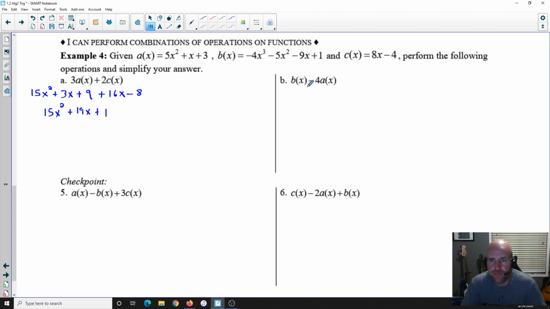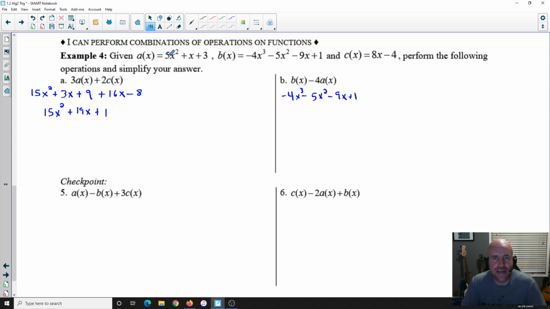Part B, b of x minus 4a of x. So b, we can just write b. So 4x cubed minus 5x squared minus 9x plus 1. Now we're subtracting 4 times a. So the way that I like to do this is I'm thinking I'm multiplying a by negative 4. So I'm looking at all the terms in a, and I'm just going to multiply by negative 4. Saves time, saves a step or two.